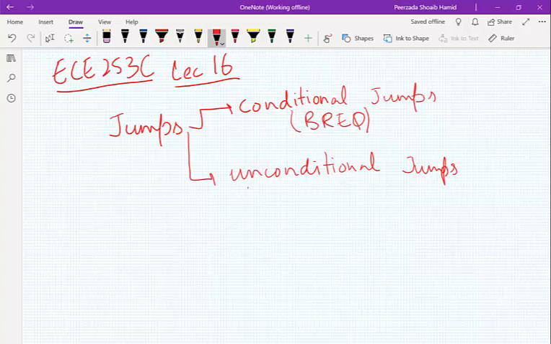We discussed three unconditional jumps: JMP, IJMP, and RJMP. What was the difference? The difference was the way in which they get the target address, the way in which they receive the address of the target. So we have JMP, the simple jump, we have RJMP, and IJMP.